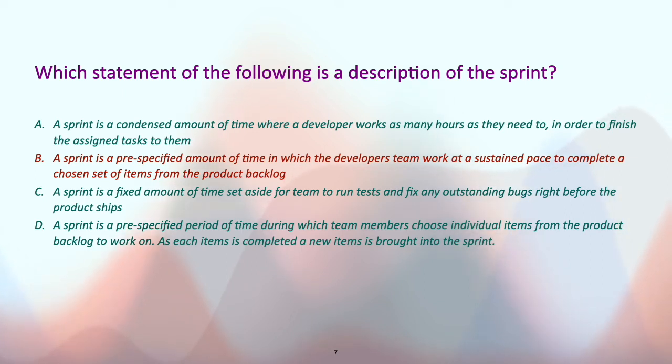The sprint is a pre-specified amount of time in which the developers work. Pre-specified amount of time shows that your sprint duration is fixed. And then within that duration, your team works at a sustained pace to complete a chosen set of items from the product backlog, because during sprint planning, we pick the amount of work we have to complete in that sprint. So I think this is making more sense. That's the right answer for this one.